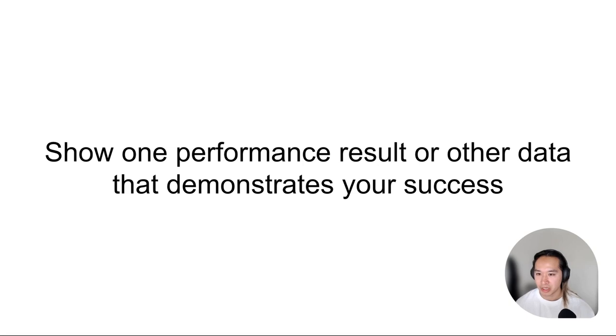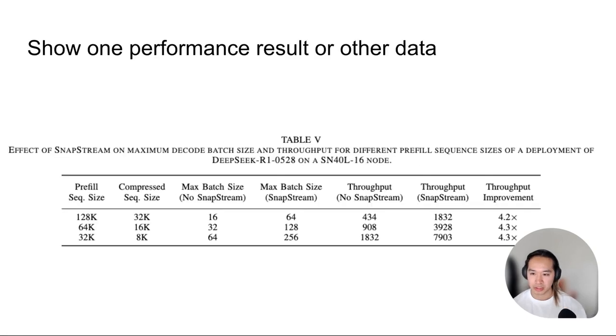An important performance result from our work can be summarized briefly in table 5, which shows and compares the different deployment configurations of a large model like DeepSeek R1 on 16 sockets of our accelerator SN40L. You can see that SnapStream allows us to achieve a much higher batch size for various compressed sequence sizes and up to 4x higher throughput.